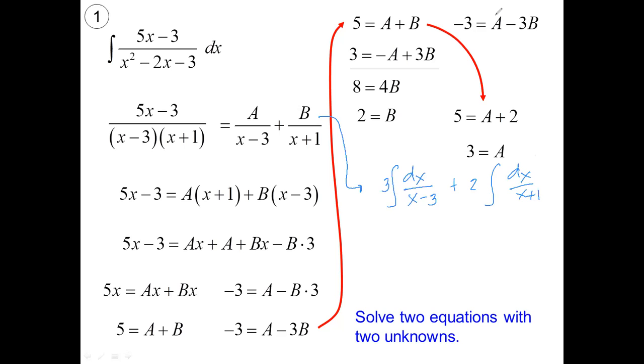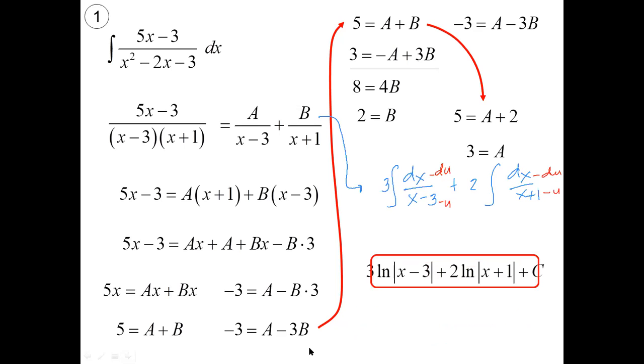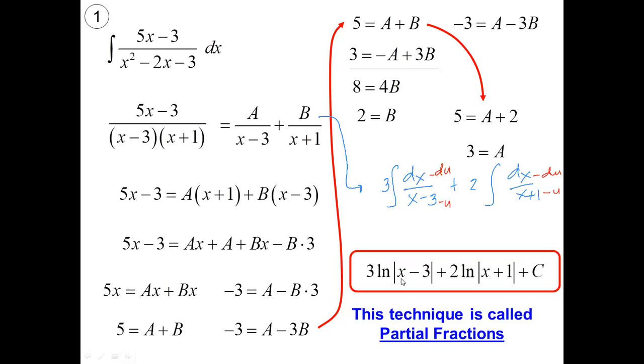Why would that be the case? Because if this is your u, this is your du. U is x minus 3, the du is dx. U is x plus 1, the du is dx still. Then this is an ln. So if we continue, your answer for this one is 3 ln of x minus 3, and this one is 2 ln of x plus 1 plus c.